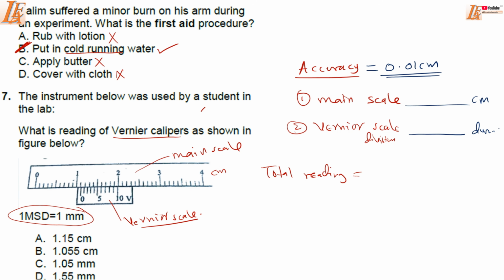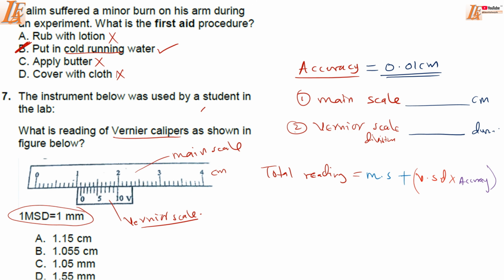Then in this case, we must add the main scale, let me indicate it by MS, plus the number of divisions of the vernier scale. But this one, we must multiply it by the accuracy: the vernier scale divisions times the accuracy. Therefore, in this case, let's read the main scale. How do we read the main scale?